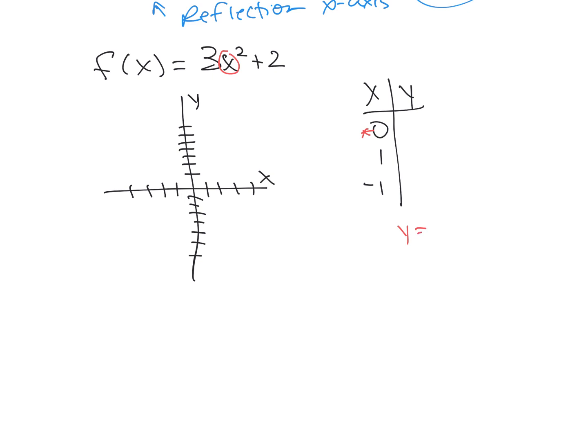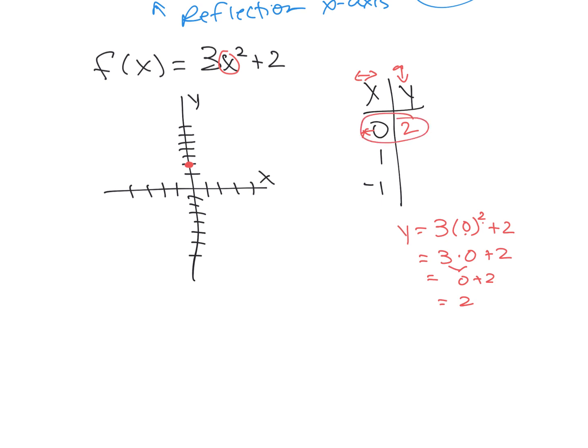So we're going to say y equals 3 times 0 squared plus 2. So we have 3 times 0, because remember you have to do exponents first, plus 2. So we have 3 times 0, which is 0, plus 2. So this becomes 2. So 0, 2, right? Because x moves left and right, y moves up and down. This is a point, right?